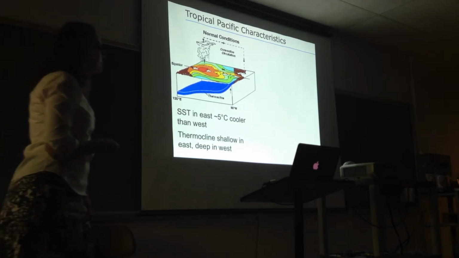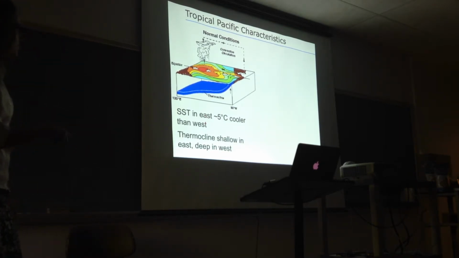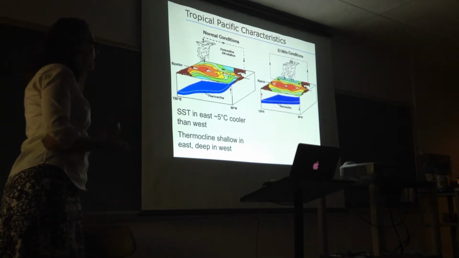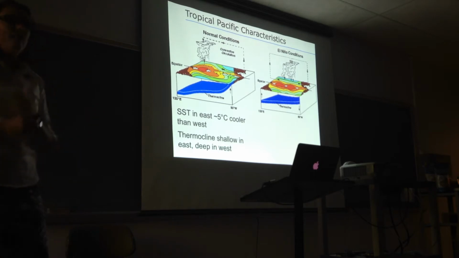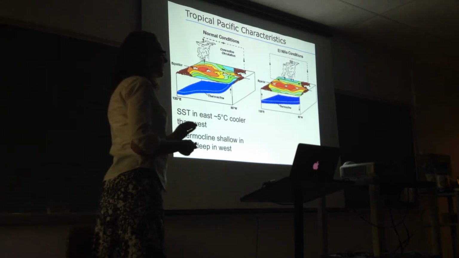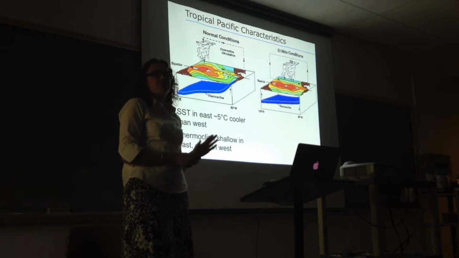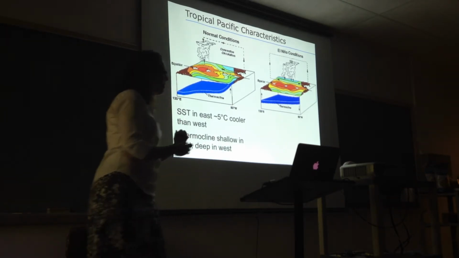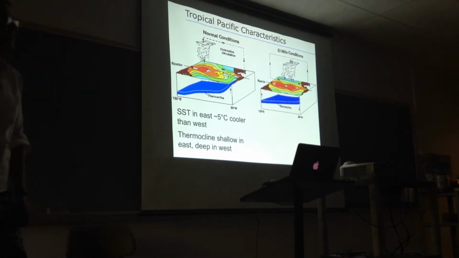So during a normal year, sea surface temperature is 5 degrees cooler in the east than in the west, and the thermocline is shallow in the east and deep in the west. During an El Nino year, those trade winds weaken. Sometimes they even reverse a little bit, and not for very long, we're talking about a couple of weeks. So they weaken or they reverse, and imagine you've got your industrial-sized fan blowing the water to the other side, and you just turn your fan off. What's going to happen? It's going to slosh back.